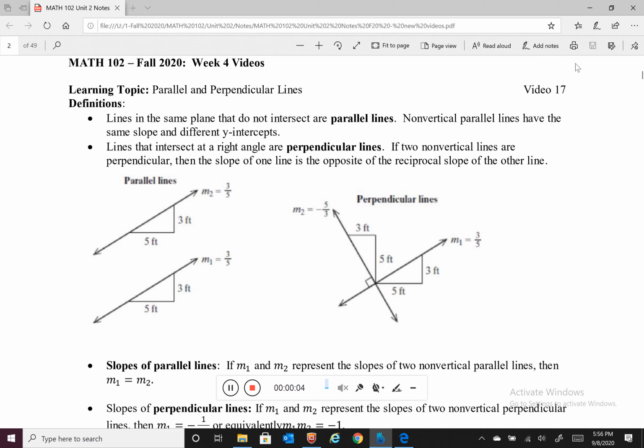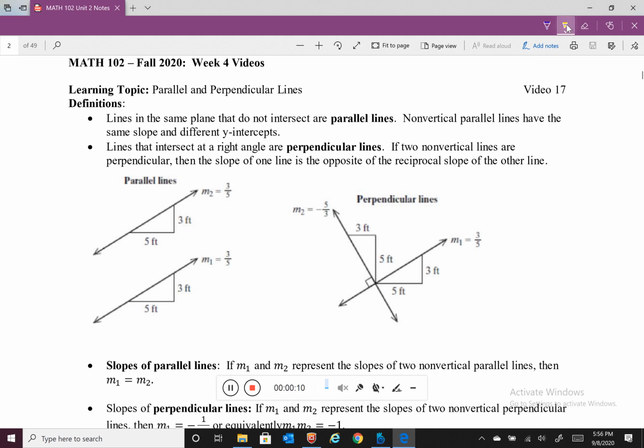The topic for today's video is looking at parallel and perpendicular lines. So a couple definitions to go over. Lines in the same plane that do not intersect are called parallel lines. And we can see down below an illustration of two lines that are parallel to each other. And notice that the slope of one line is the same as the slope of the other.